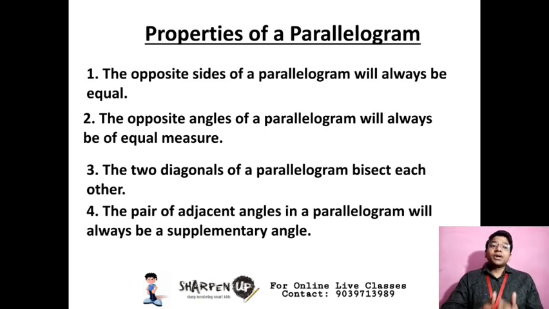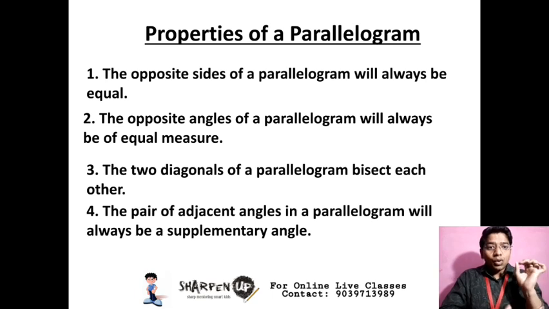Here are some properties of a parallelogram: opposite sides of a parallelogram are always equal. In the same way, opposite angles of a parallelogram are always equal. The diagonals of a parallelogram always bisect each other, and a pair of adjacent angles in a parallelogram will always be supplementary angles. That means the sum of adjacent angles of a parallelogram will always be equal to 180 degrees.